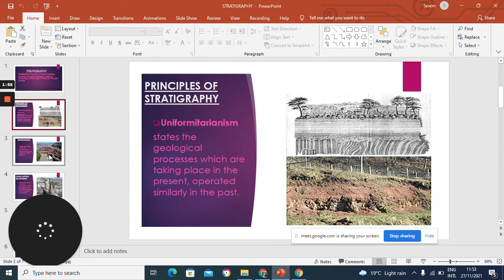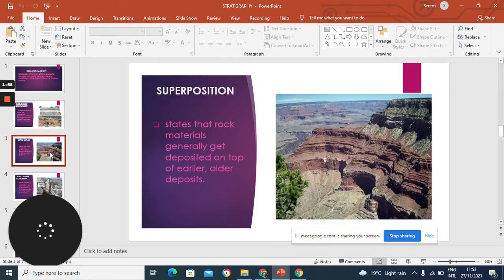The next principle of stratigraphy is what we call the principle of superposition. The principle of superposition states that the rock materials generally get deposited on top of earlier deposits. So basically, when we have the layering that we are looking at on our right side, it means that the rocks on top are younger rocks, whereas those that exist beneath are older rocks.